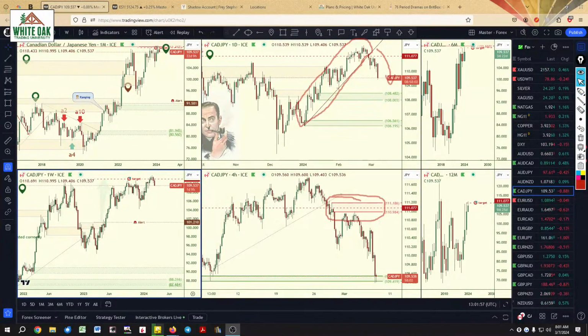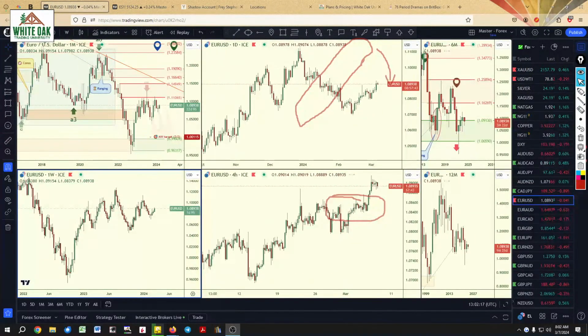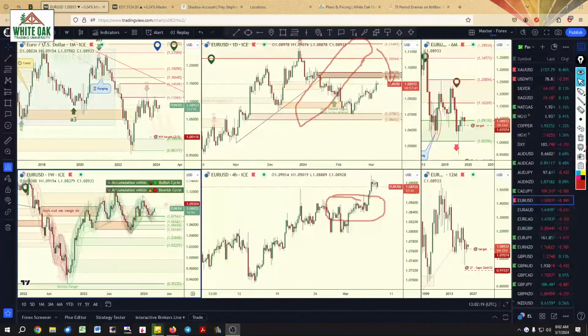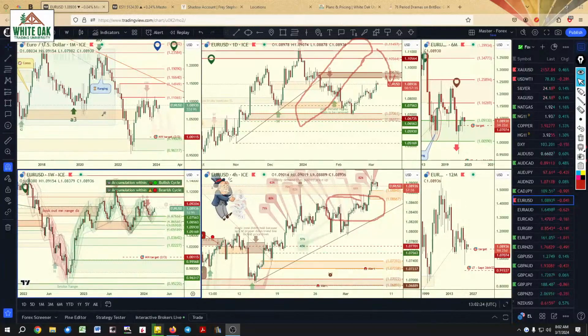So you can see the power of this type of analysis when you look at the structures on each of the time frames, and you can determine what is likely going to happen based on that information. Today we're going to look at the Euro US dollar and the Euro pairs. I know this is a hot topic these days, the Euro US dollar. So I think you will get a lot out of today's session.